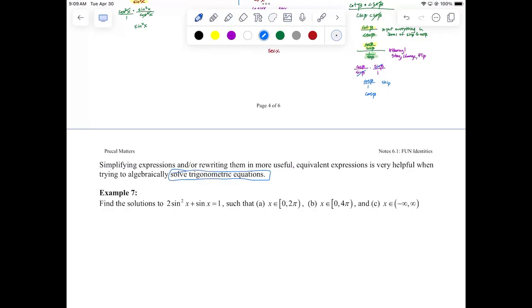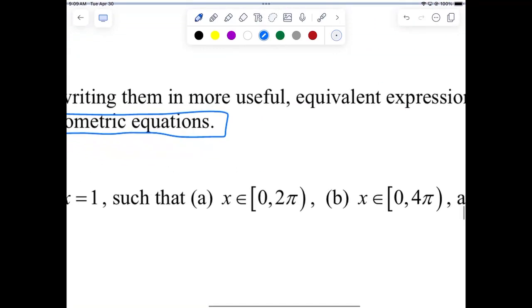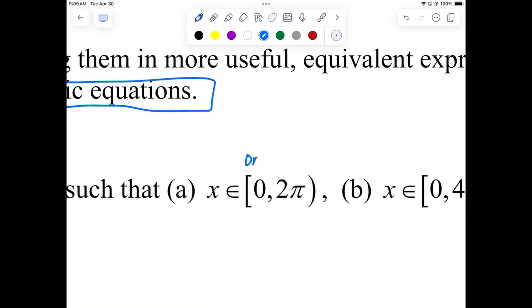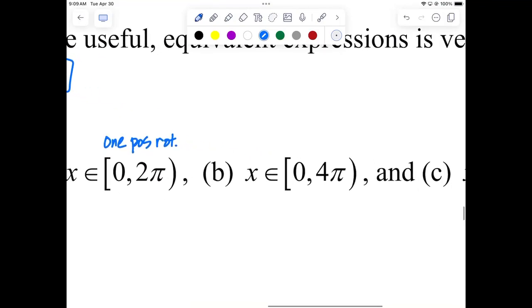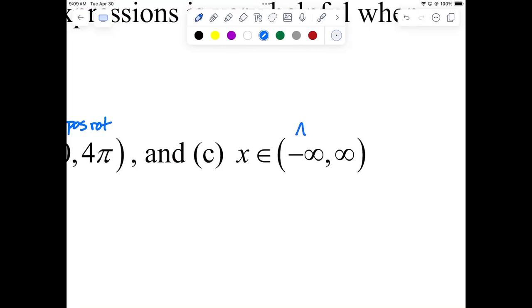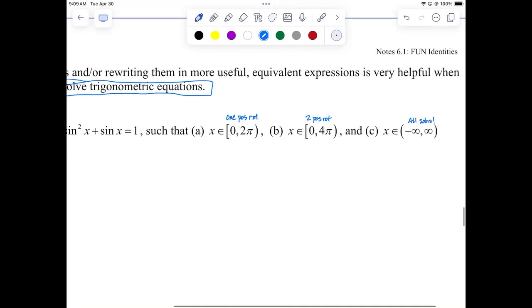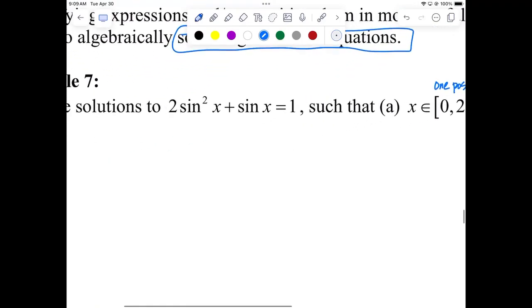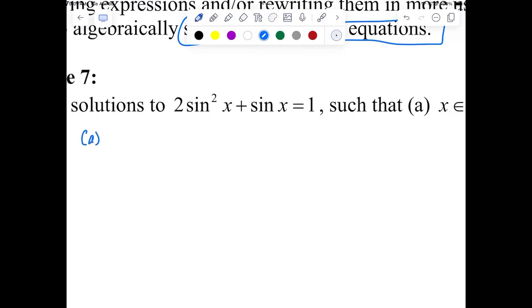All right. So the first thing we're going to do on all of these is we're going to solve between 0 and 2 pi. This is our comfort zone. This is within one positive rotation. That's where we like to live. And then we're going to extend it from 0 to 4 pi. That's 2 positive rotations. And then we're going to extend it from negative infinity to infinity, which is all solutions. But let's start with part A. Find all the solutions to this between 0 and 2 pi. So our variable is x. We're looking for all solutions between 0 and 2 pi.